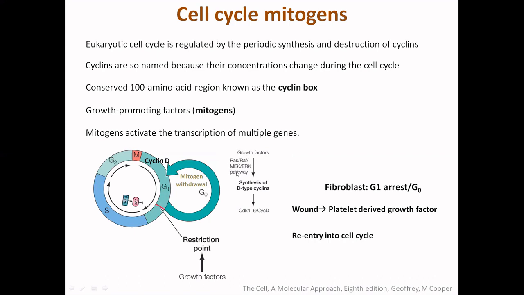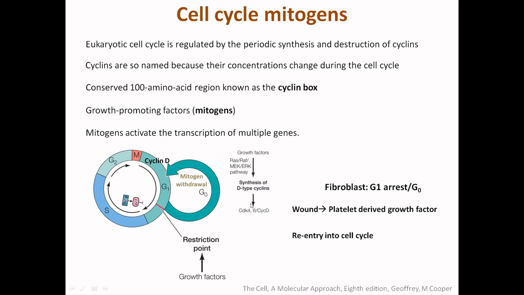The sequence of pathways, the RAS, RAF, MAP kinase, leads to cyclin D synthesis. And when the concentration of cyclin D increases, it binds to the cyclin dependent kinase 4 and 6 and their activity increases. This facilitates the cell cycle to continue.